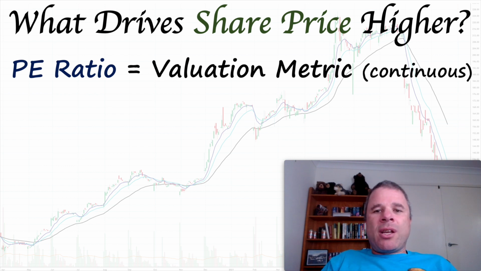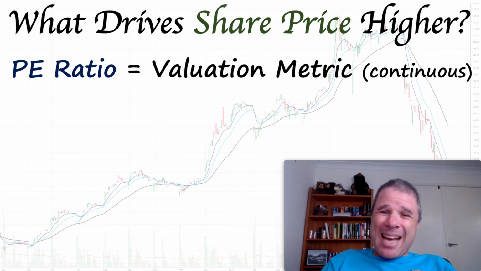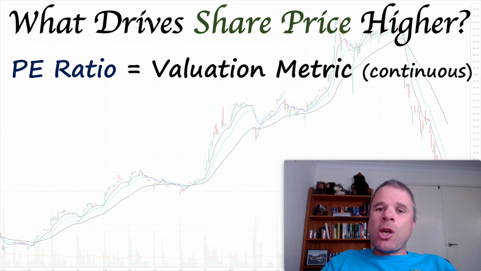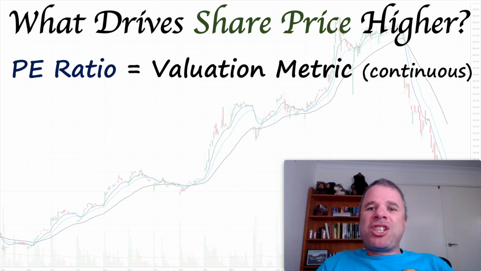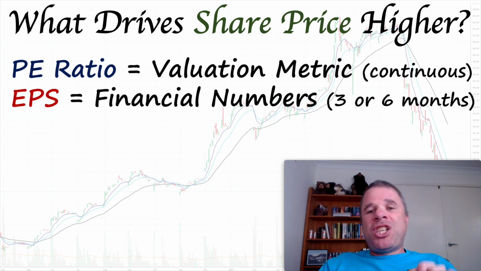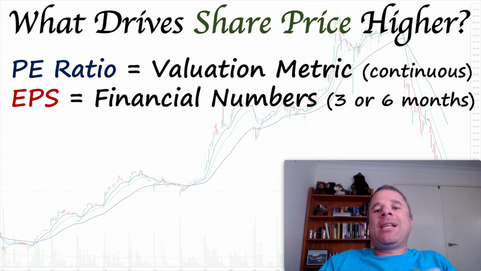And the reason I've got continuous there is because the P ratio changes with every trade that happens in a day, if the share price goes up or down in that trade. So it's a continuously changing part of the share price equation. But when we look at the earnings per share, which is the other part of the share price equation, it is not continuously changing.